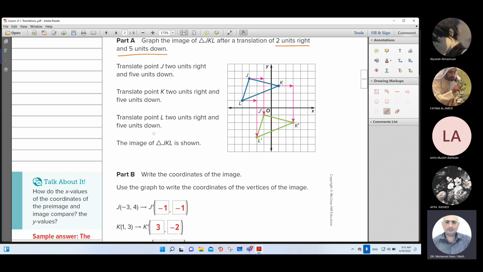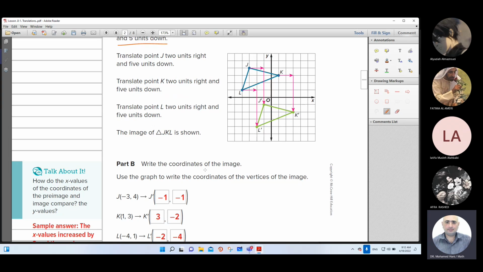The second step, write the coordinates of the image. Use the graph to write the coordinates of the vertices of the image. What is the location of J in the coordinate plane? As you see, J in the x-axis, 1, 2, 3. So in the x-axis it will be negative 3, sorry. And in the y-axis, 1, 2, 3, 4. So negative 3, 4. So J will be negative 3, 4.